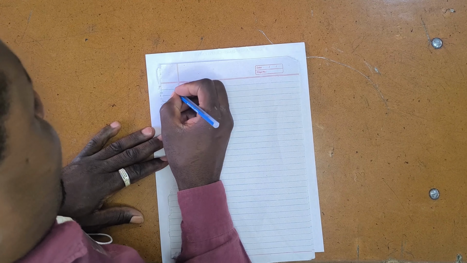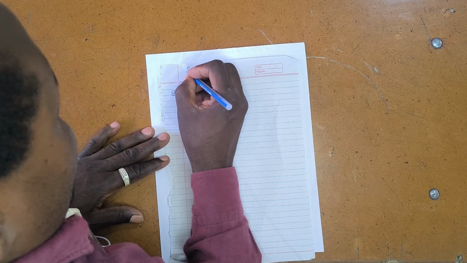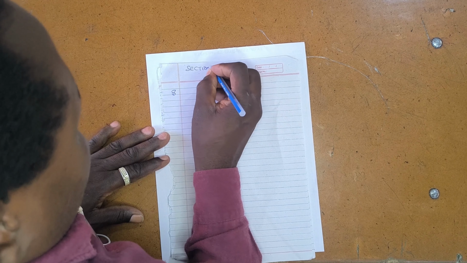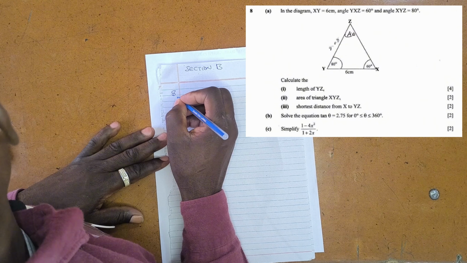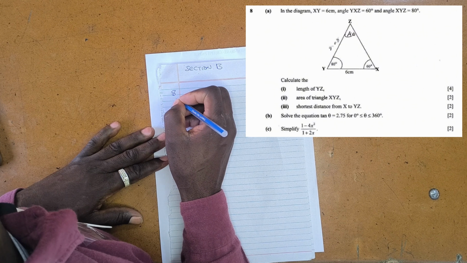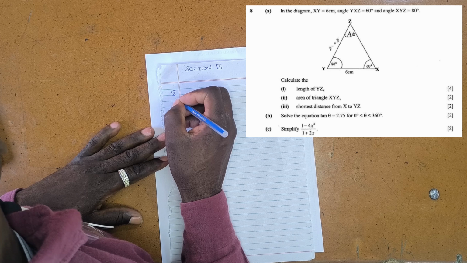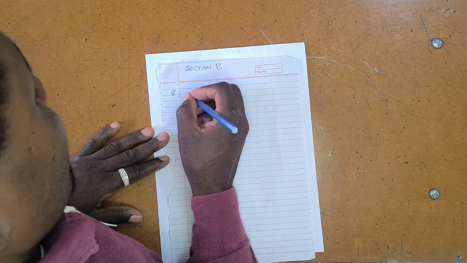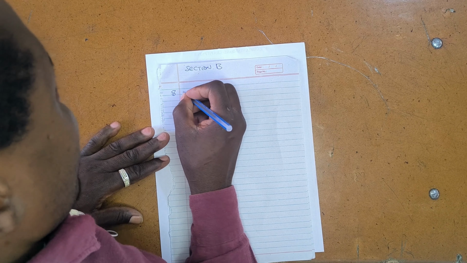Okay, so let us deal with question 8, section B. This is section B. So you have to write section B, question 8. Okay, so under this question 8, we are calculating the length of YZ. So which rule are you going to use there? Length of YZ. So we have Roman numeral number 1. Don't forget section B. Write your name. Then from there, question 1, they are saying we find the length of YZ. Okay, so YZ, how are we going to find YZ?